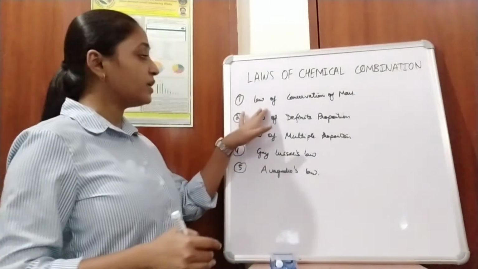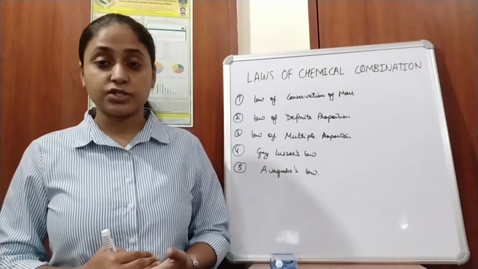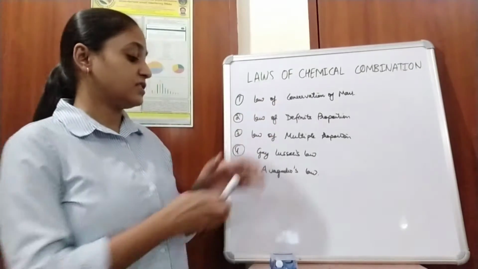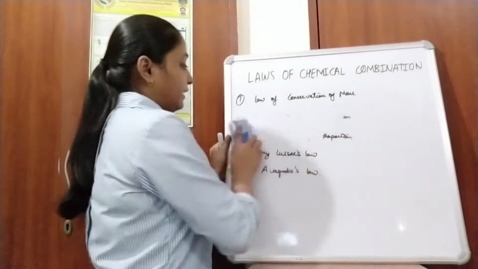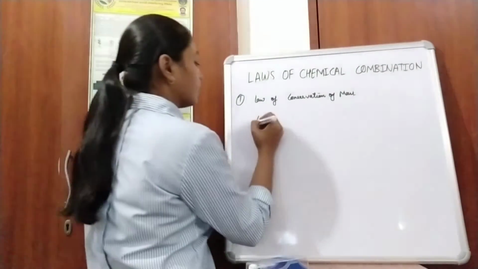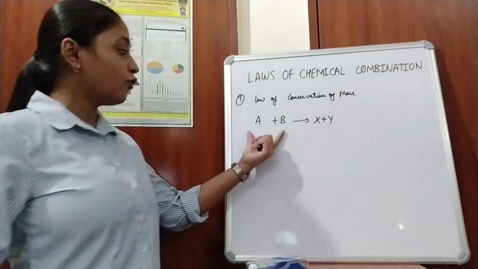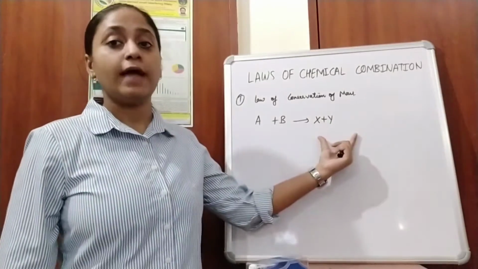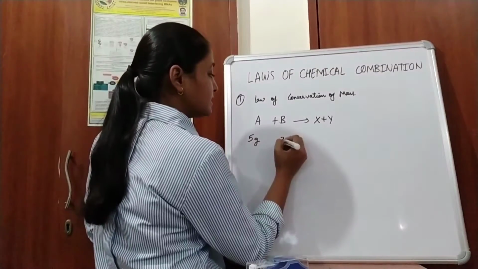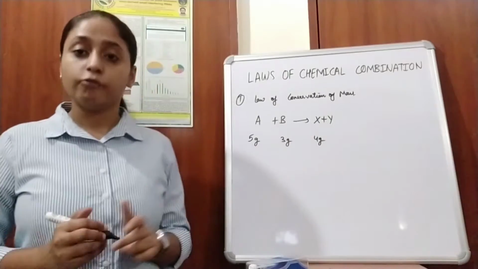So the first law is law of conservation of mass. In a given chemical reaction, the mass of reactant is equal to the mass of product. So law of conservation says that mass of reactant is equal to the mass of product, right? Suppose A plus B gives X plus Y. So the value of A plus B will equal the value of X plus Y. Suppose value of A is 5 gram, B is 3 gram, X is 4 gram. Then we can easily calculate the value of Y, right?